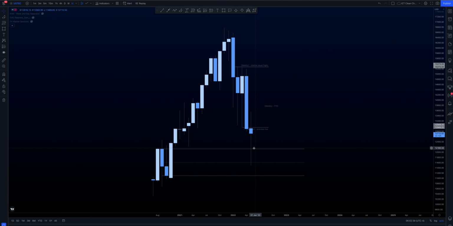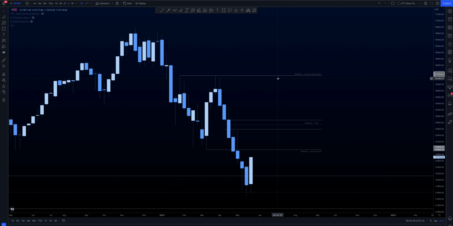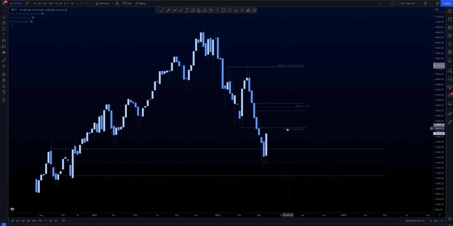Okay, so there's the upper boundary, the lower boundary, and then in the middle, nice and easy, you've got the mean threshold. So there we are on the monthly. Go down to the weekly time frame. You can see how the weekly's given us that 1, 2, 3 swing, and we've had that bullish engulfing candle.